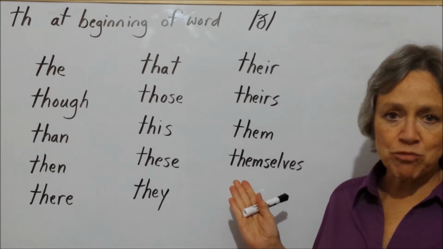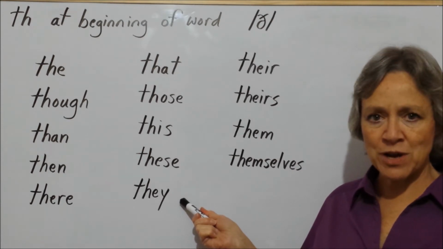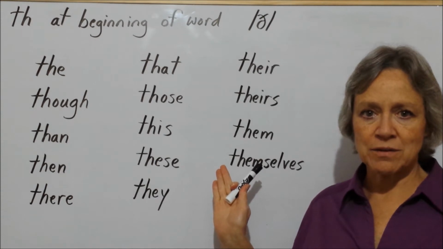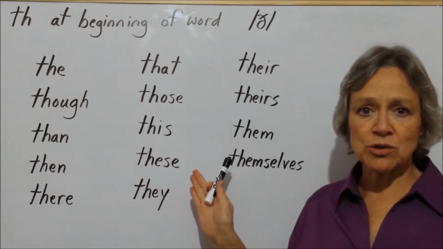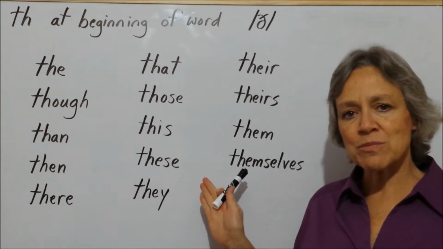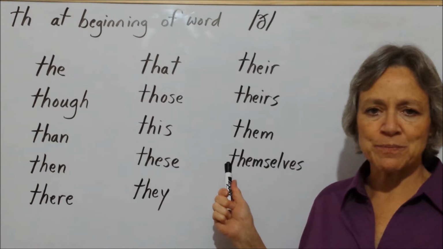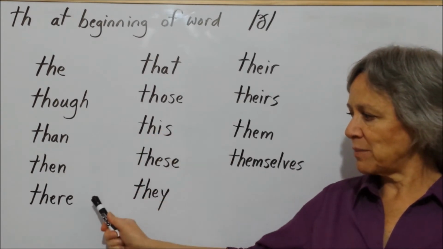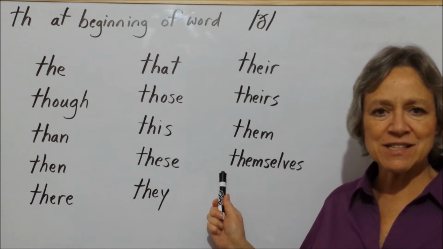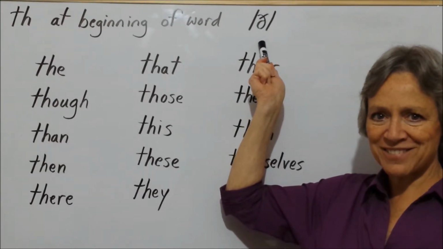Notice that many of them are pronouns. For example, the word they is a pronoun, but there are no nouns or verbs here. Some of these words can be used as adjectives or adverbs, but as I said, there are no nouns or verbs. Let me pronounce these words for you, and please listen for the voiced th sound.